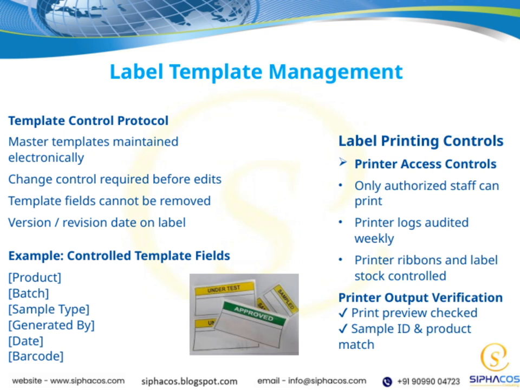Let's look at an example of controlled template fields. You'll see fields like product, batch, sample type, generated by, date, and barcode. These are standard fields that we control tightly to ensure consistency and compliance across all labels. Overall, these controls help us maintain high standards for accuracy, security, and compliance in our labeling process, which is a key part of our overall quality management system.